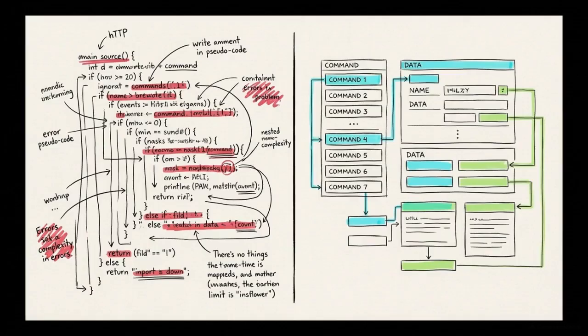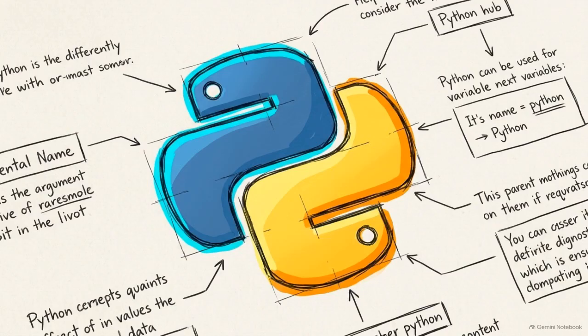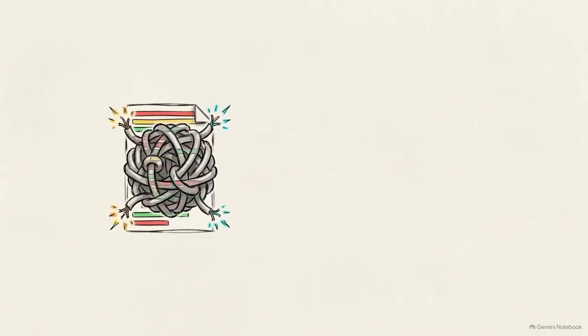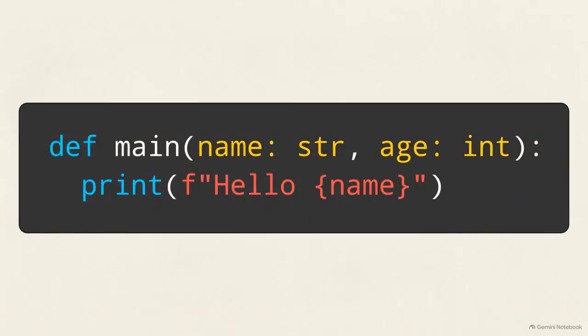Click abstracts the difficulties of input handling to provide a standardized, reliable interface for Python automation. In our next episode, we will look at Typer, a library that builds on these concepts by using Python type hints to define the interface with even less boilerplate.